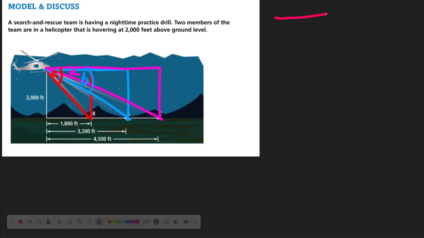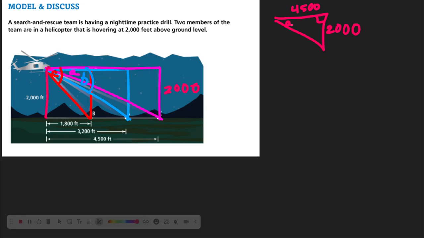So if I looked at this triangle A, here's my right angle. This is 2,000. Does everybody see where I got my 2,000 from? We're making rectangles. Since this is 2,000, then this is 2,000 as well. Does that make sense? How far away is A? It's 4,500 feet. This is the angle of depression we're looking for.